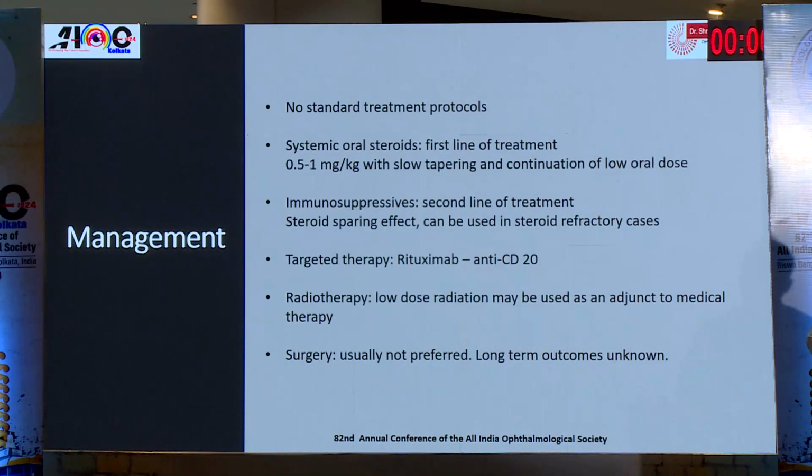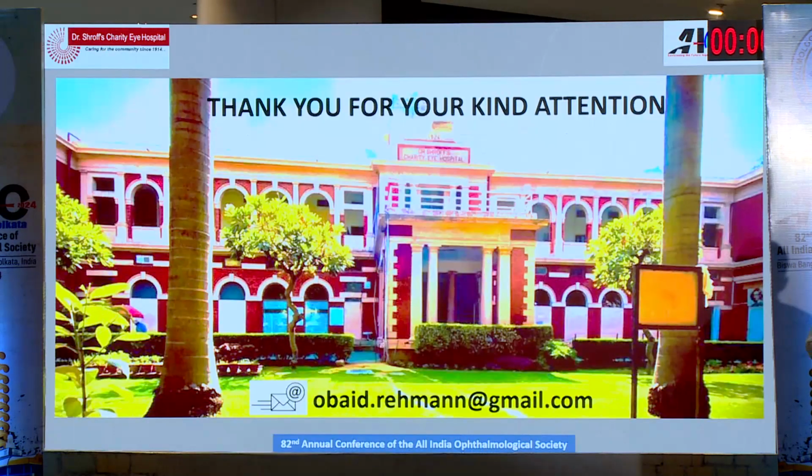Then there's targeted therapy with rituximab, which is anti-CD20, so it can halt the conversion into plasma cells. Radiotherapy can be used as an adjunct to medical therapy, though usually it is not employed, and surgery is not preferred in this disease because of a lot of scarring. So IgG4 is a great mimicker. It can mimic inflammation, it can mimic tumor, it can mimic infection. So there should be a high clinical suspicion whenever dealing with these patients.